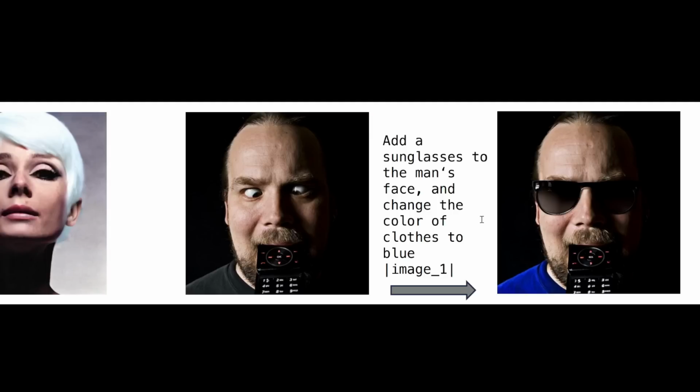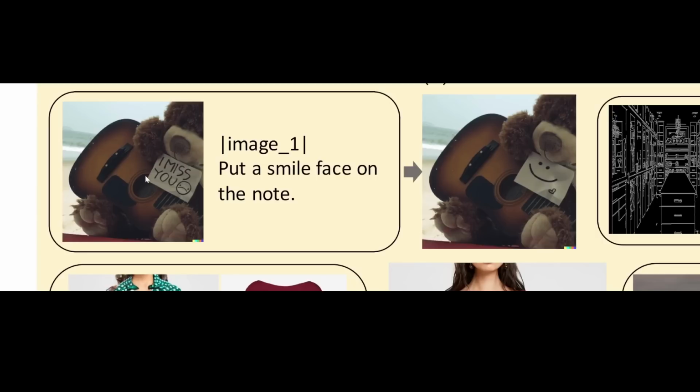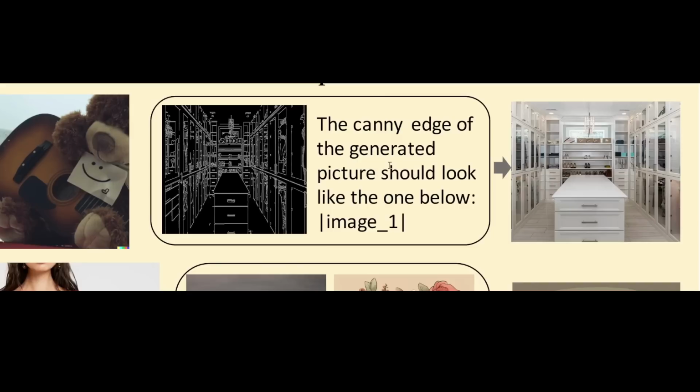It's that simple. Here's another example. Here's the input image, here's the prompt: put a smiley face on the note. So now instead of the note saying "I miss you," it turns into a smiley face with a cute little heart symbol as well. Or here's another example. The canny edge of the generated picture should look like the one below. And if you upload this as a reference, the output looks like this. And indeed, it does match this original edge image.